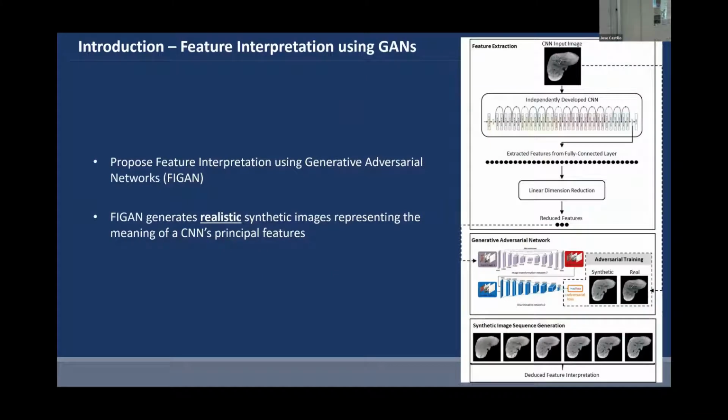Okay. So what we do to improve upon the limitations of those previously discussed methods is we propose something called feature interpretation using generative adversarial networks. It's FEGAN for short. So the whole job of FEGAN is just like activation maximization, except we generate realistic synthetic images that represent the meaning of the CNN's, what we call principal features, most important features. The whole point is we have this large feature vector, and we want to use its most important features by reducing its dimension.